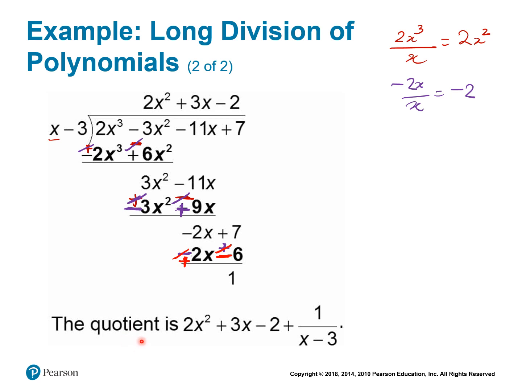So the quotient is 2x squared plus 3x minus 2. So just write that, and then plus whatever the remainder is, 1 divided by x minus 3, which is the divisor.